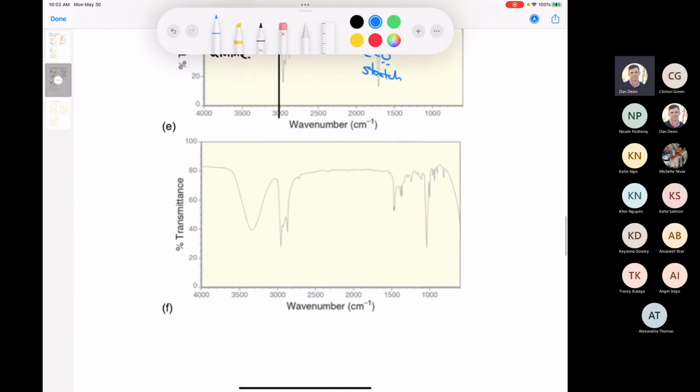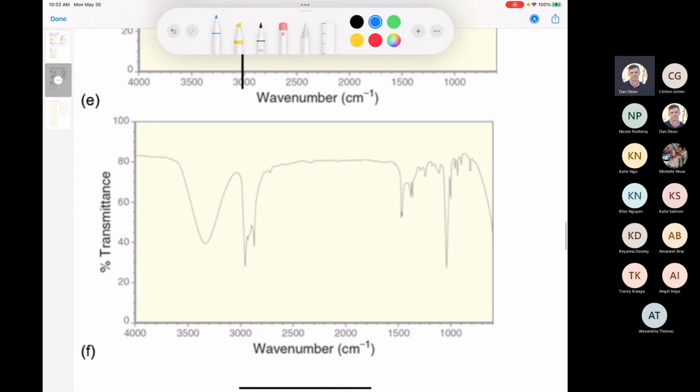And the last one. Anybody have an idea about this one? What do you think this might be? Absolutely. This is an alcohol. You see the broad OH stretch. And then this is the carbon-oxygen stretch. And so this is an alcohol.